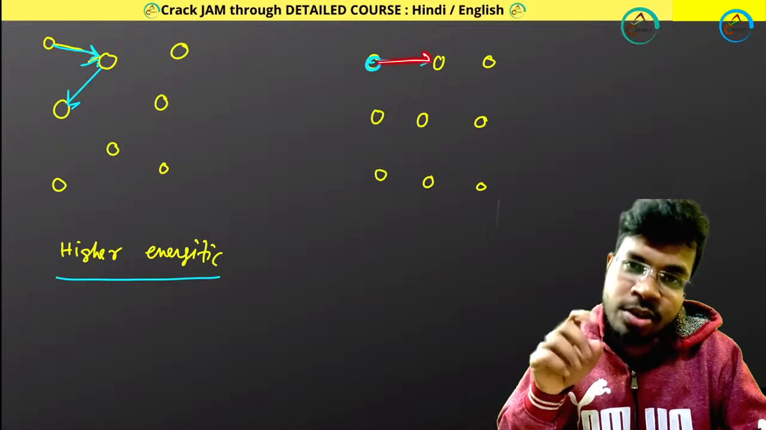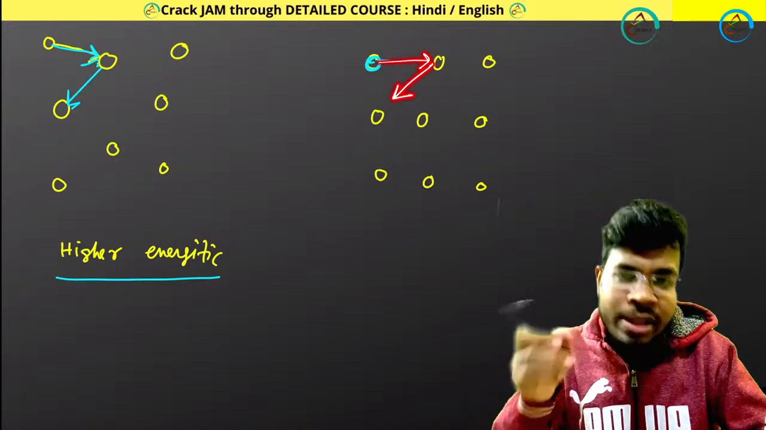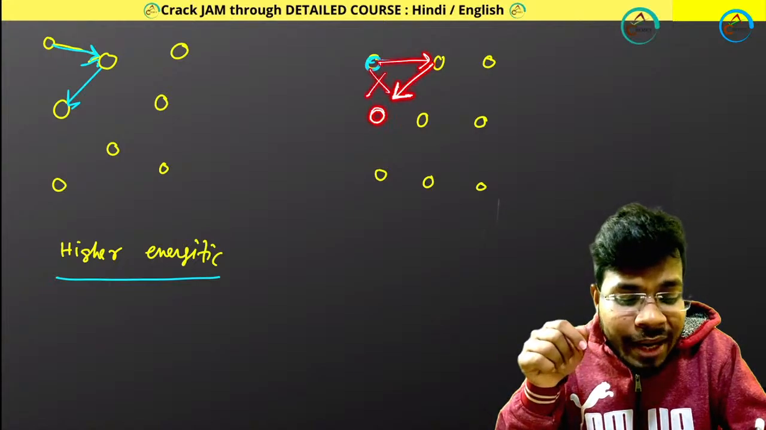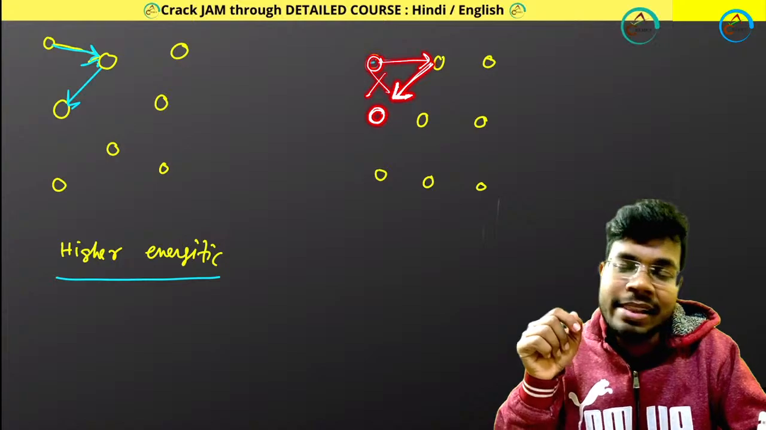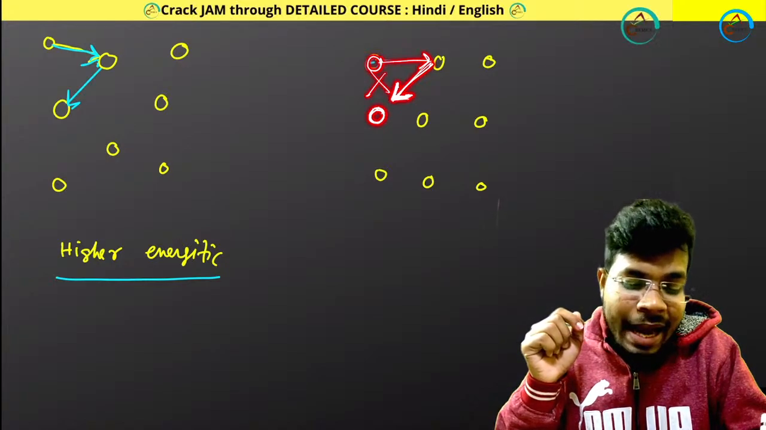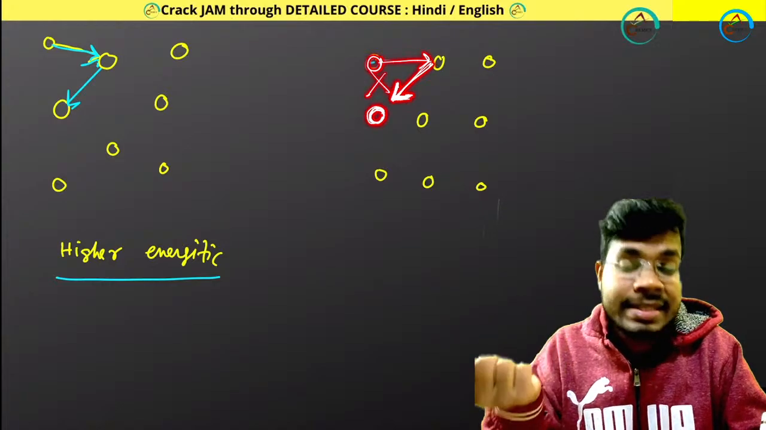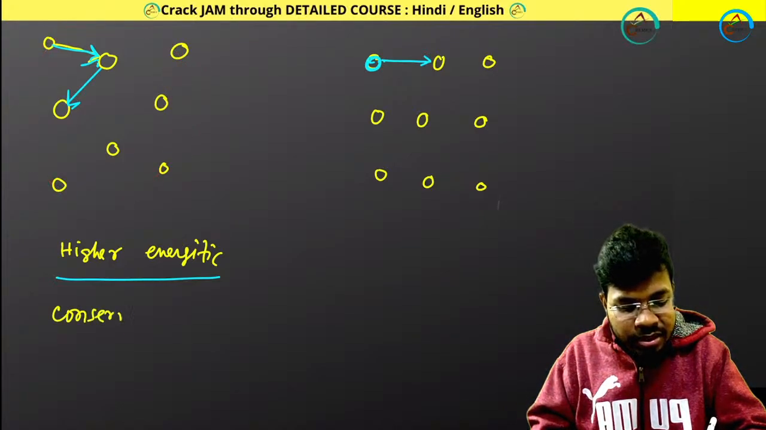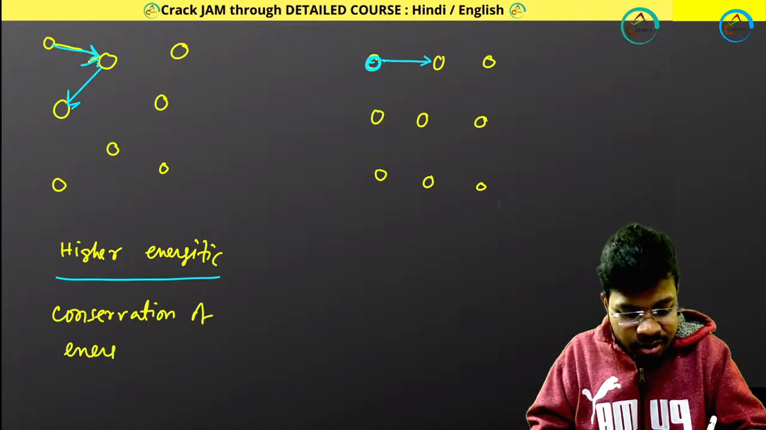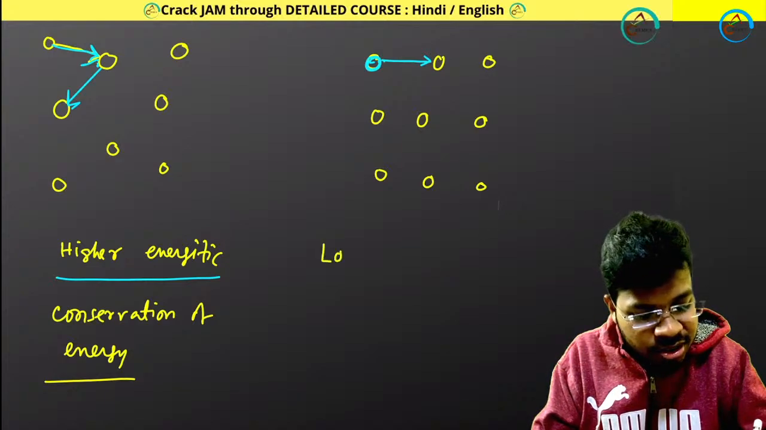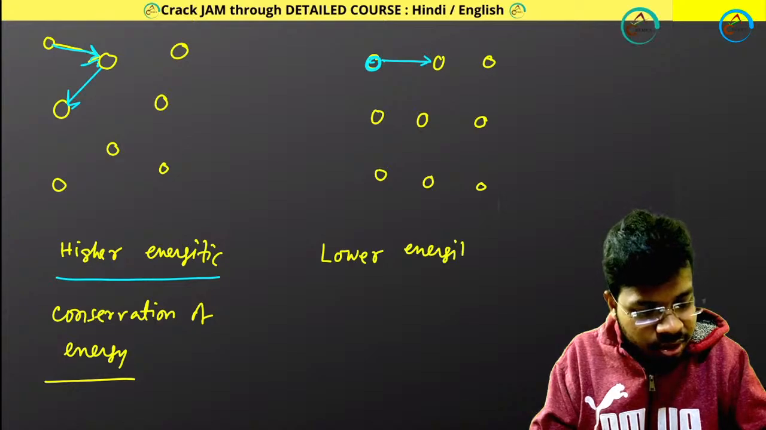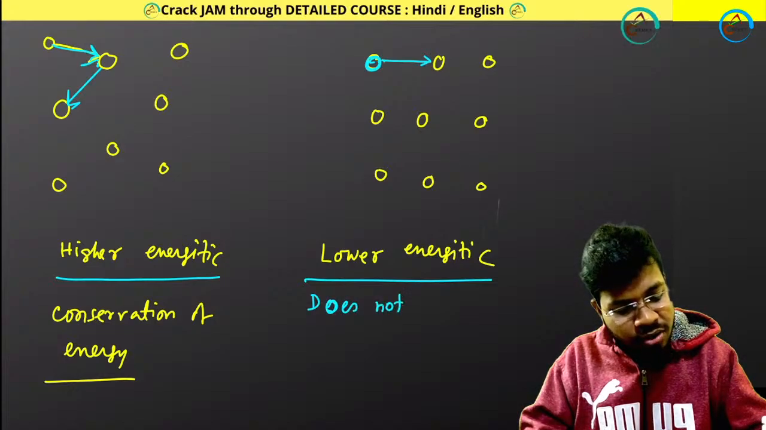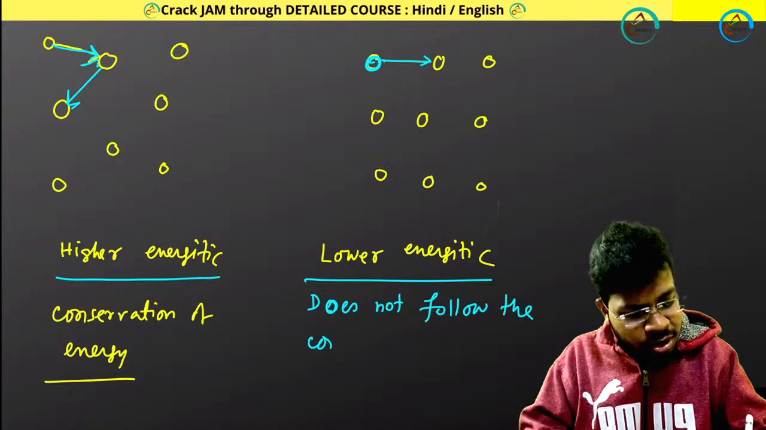So it generally collides. It's good. After collision, suppose it is coming with its energy to that position. It cannot reach that beta particle and collide. That means for lower energy beta particle, it cannot come back to this level. It cannot come back and collide once again with its recoil energy. That means higher energetic beta particle is following conservation of energy, but lower energetic beta particle does not follow the conservation of energy.